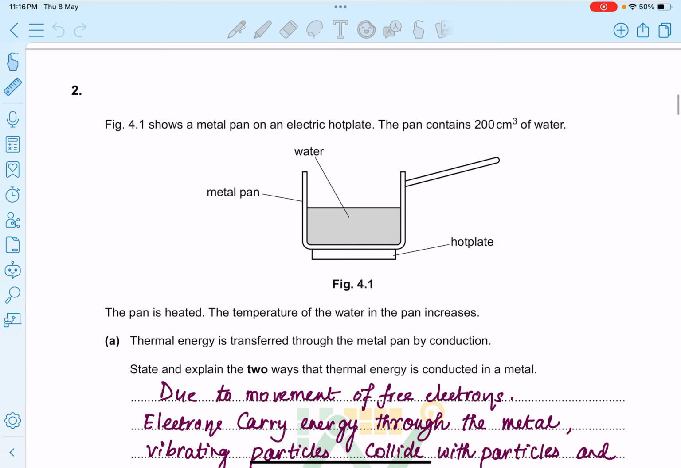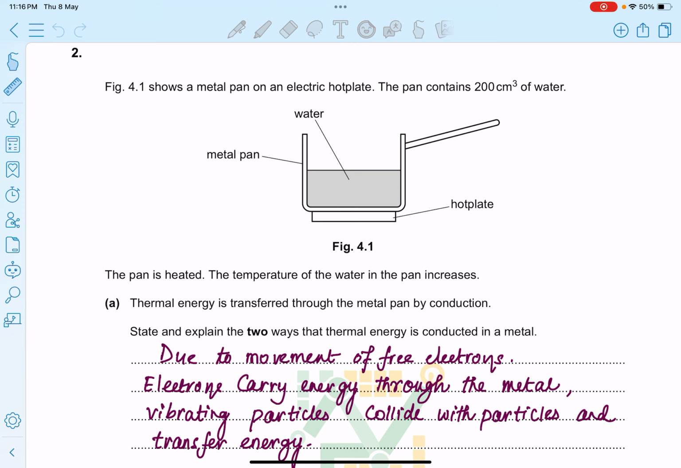Question number 2: there is a metal pan on an electric hot plate, and the pan contains 200 centimeter cube of water, which is the volume. The pan is heated and the temperature of the water in the pan increases, right? So thermal energy is transferred through the metal pan by conduction. State and explain in two ways how thermal energy is conducted in a metal. Very simple question, and this question is always repeated. Listen: due to the movement of free electrons, the electrons carry energy through the metal, and vibrating particles collide with other particles and transfer energy. This is a very common question, you can get it.